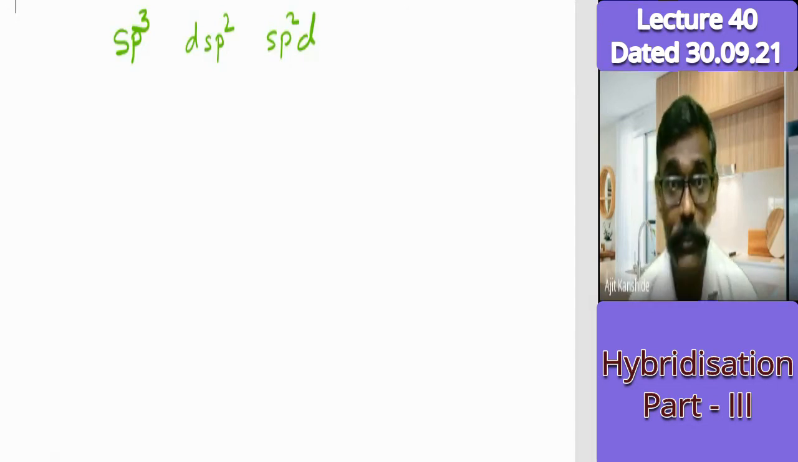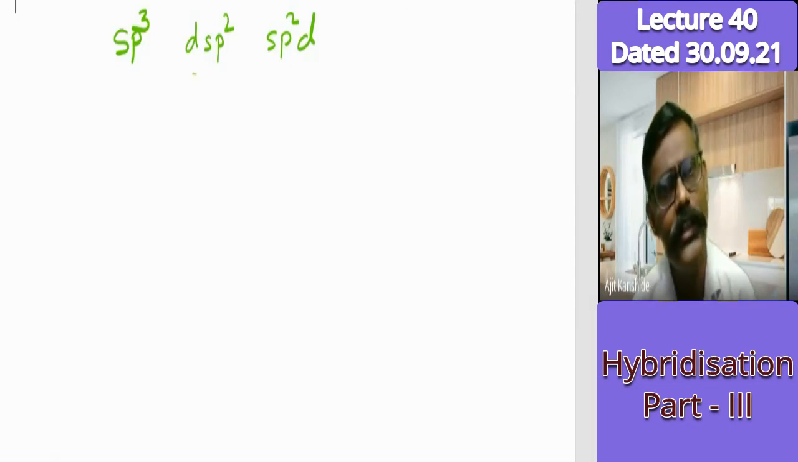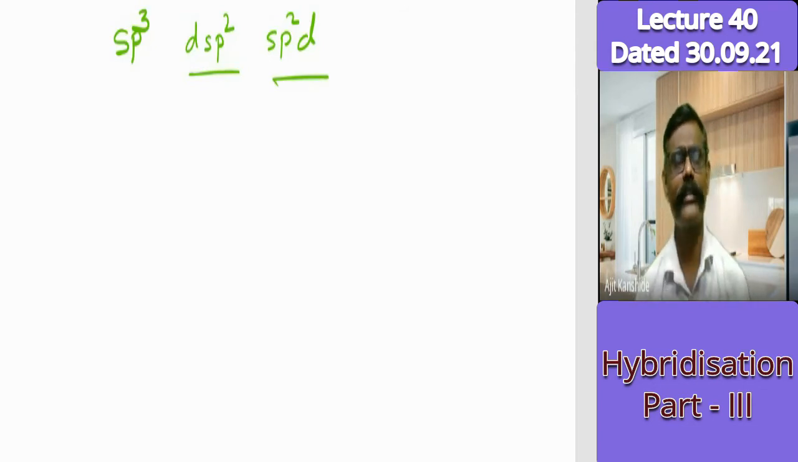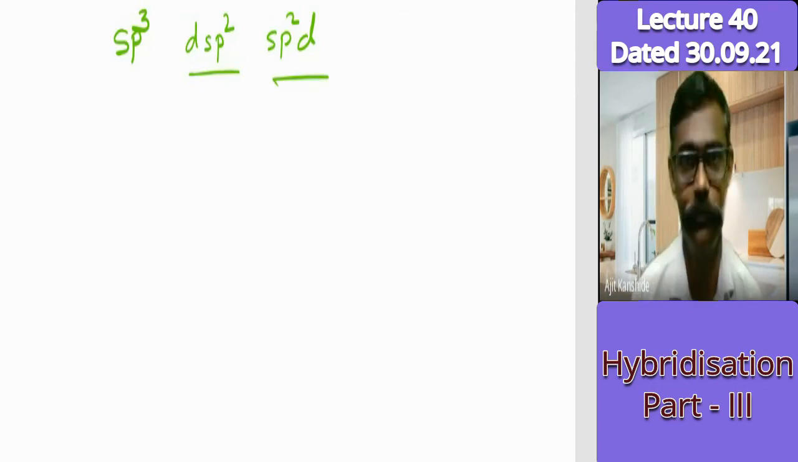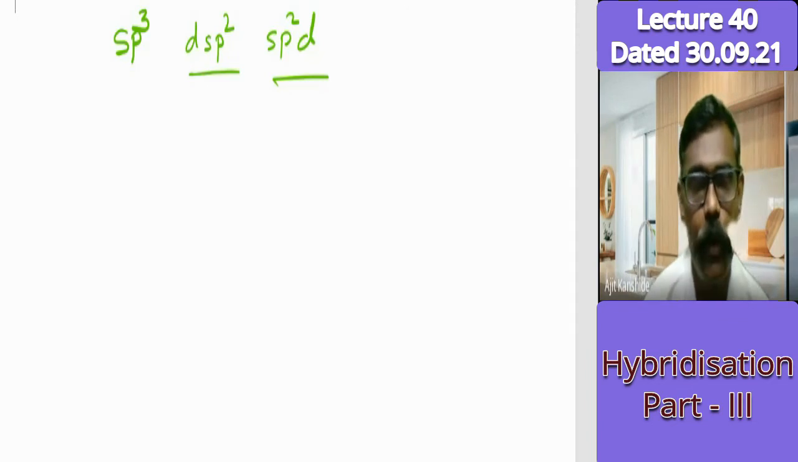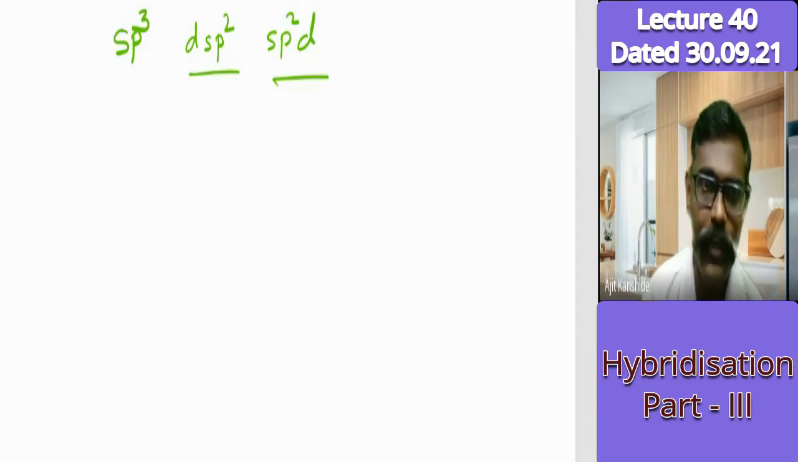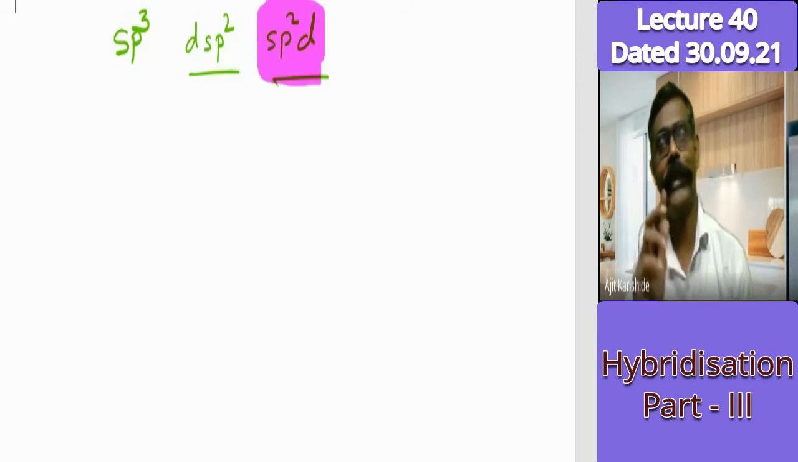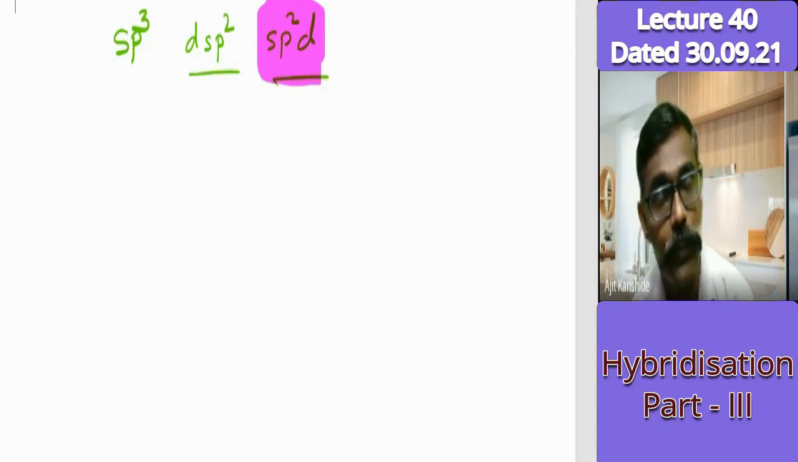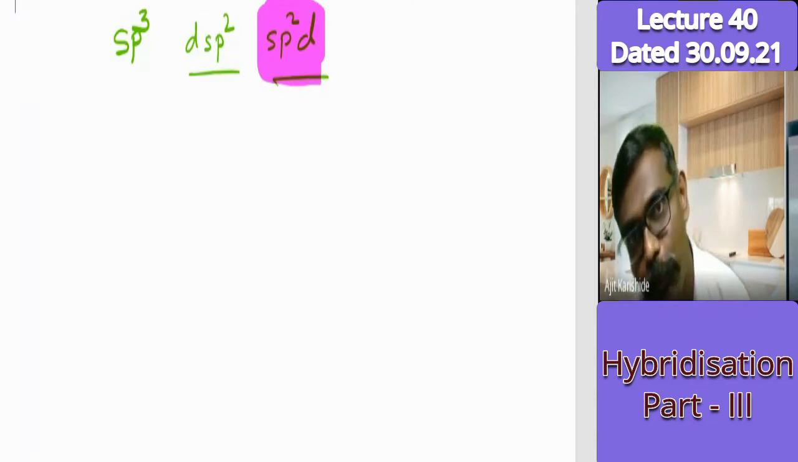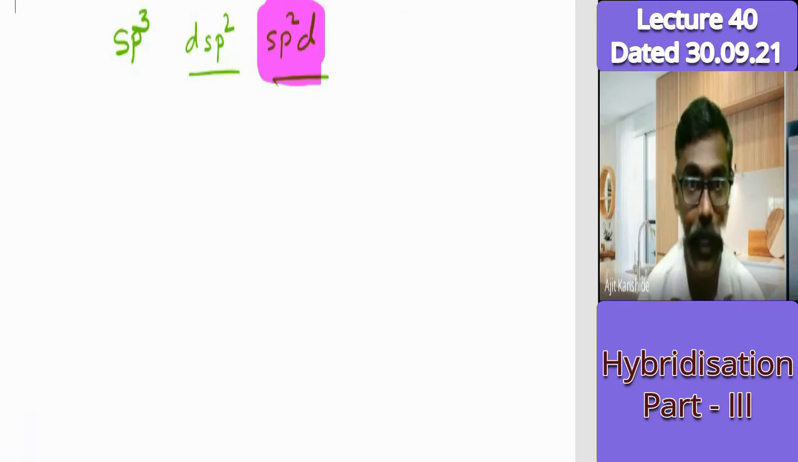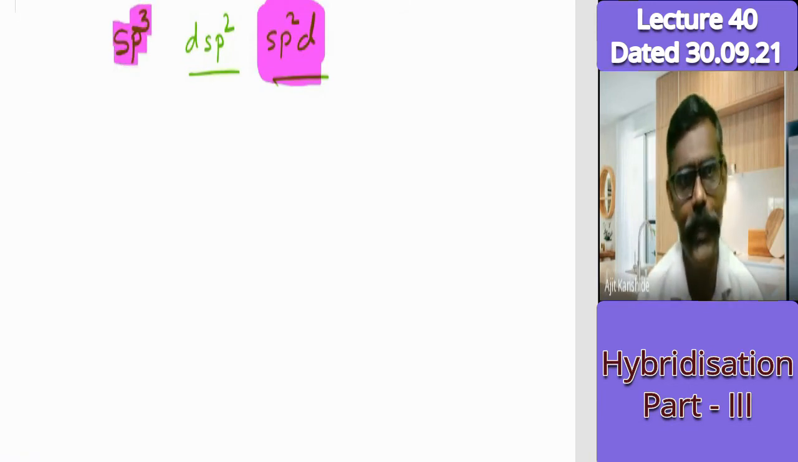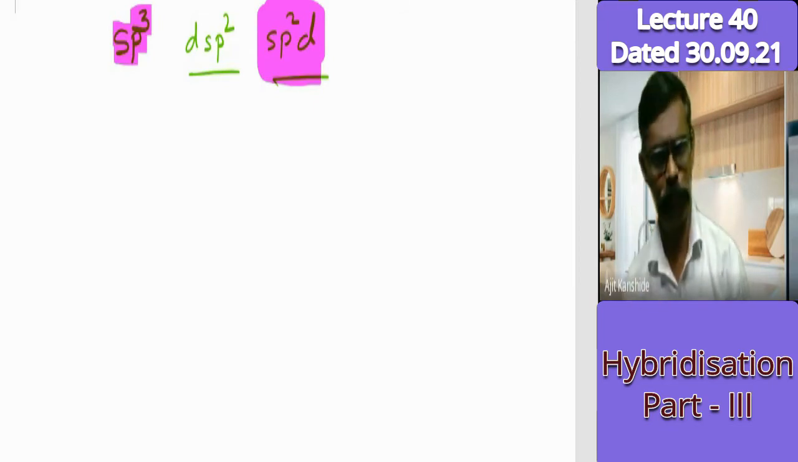Many say, if you go to the internet, you will find dsp2 and sp2d are the same kind of hybridization. No, they are not. The orbitals involved are different. My point of interest here is to describe this sp2d hybridization. It is a very important hybridization. With an example, I describe it first, then you will understand why that geometry is square planar and why square planar geometry is not there for sp3 hybridization. So let me describe it one by one, stepwise.